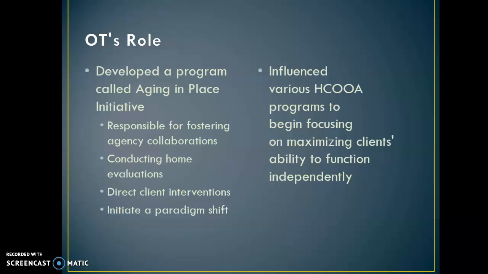With this program, it influenced various HCOOA programs to begin focusing on maximizing clients' ability to function independently, which is a great goal because any program that an OT comes up with, we want our clients to be as independent as they possibly can. And we don't want our clients to be focused on having a fear of falling every time they get out of bed. So we want to make sure that we focus on getting our clients back to the independence of walking and not having that fear of falling.